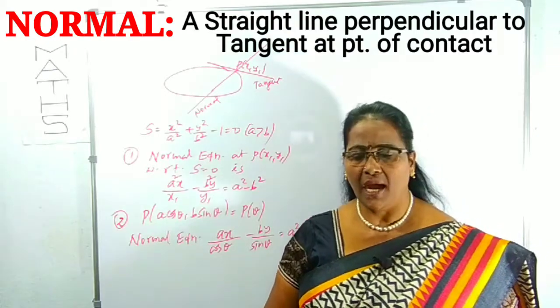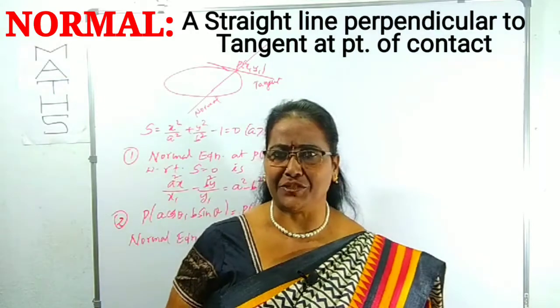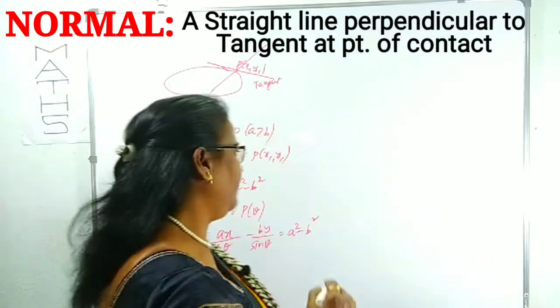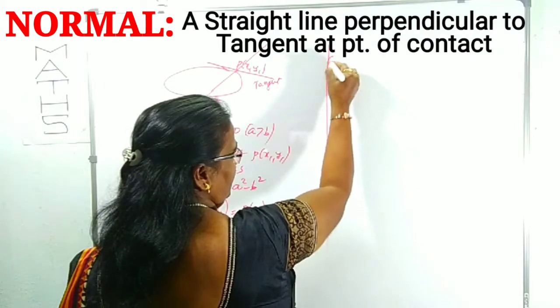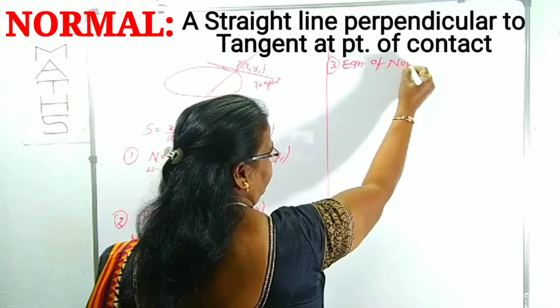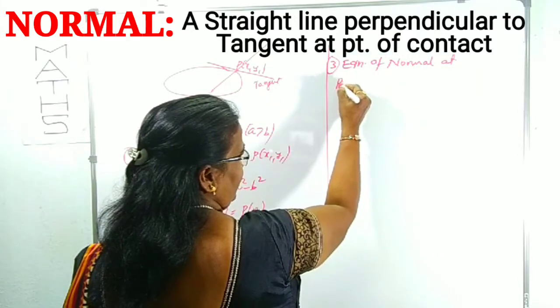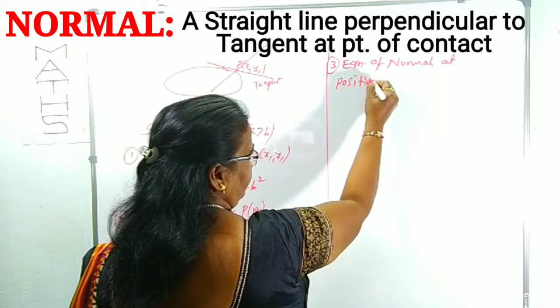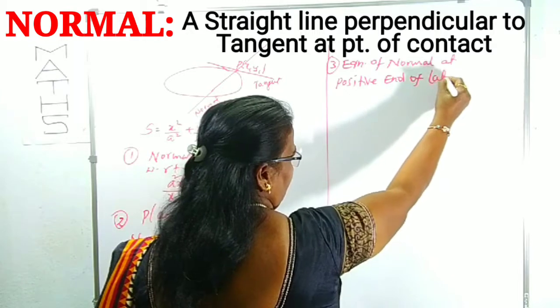Is it clear? And they may ask the equation of normal at one end of the latus rectum, that too the positive end. They will give it like this; I am taking it as point 3. Equation of normal at the positive end of latus rectum.